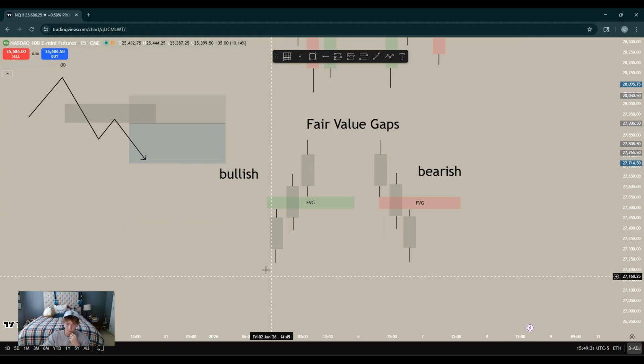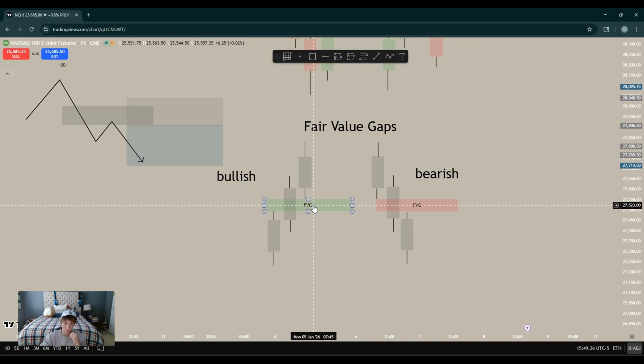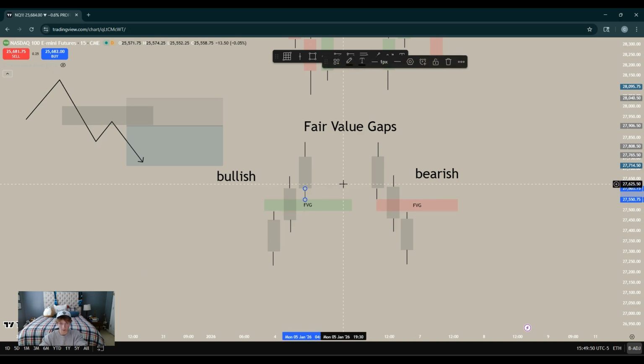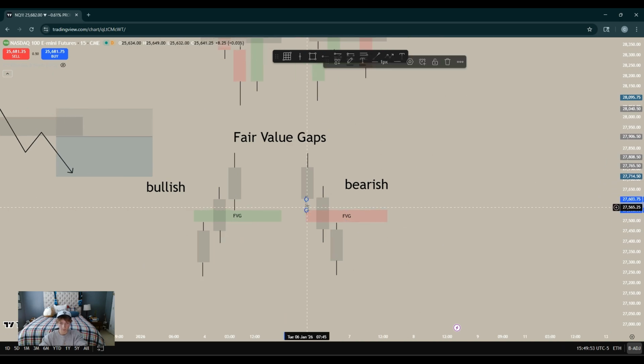Fair value gaps are a 3 candlestick pattern. We have a bullish example and a bearish example. Both have fair value gaps here. Why? 1, 2, 3, a 3 candlestick pattern. If there is a gap between these wicks, that is the fair value gap. Let's say the wicks overlap like this, there wouldn't be a fair value gap. Same thing with the bearish example. If they overlap, there wouldn't be a fair value gap.